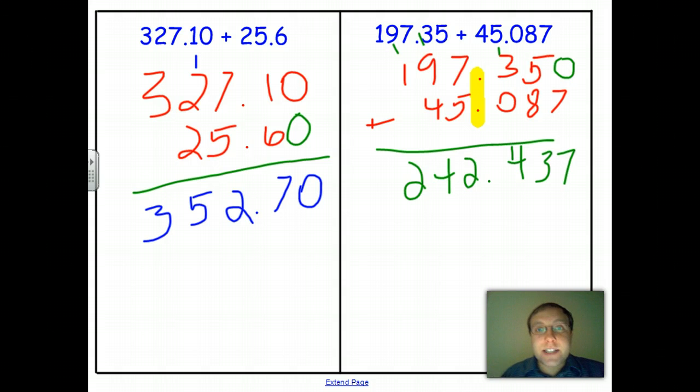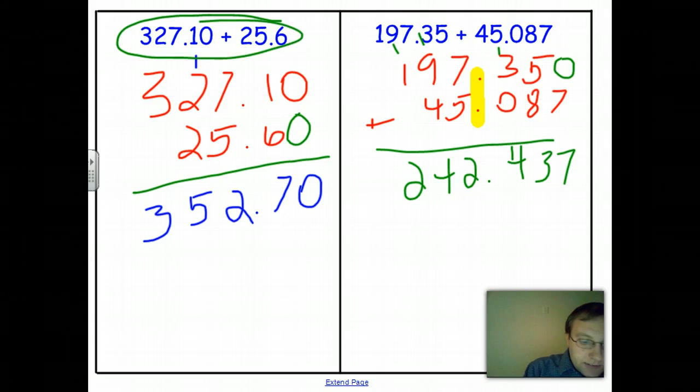The last thing I'll ask you to do is pause the video once again, and on the left-hand problem, 327 and 10/100ths plus 25 and 6/10ths, we want to change that now to a subtraction problem. Same numbers, just now talking subtraction instead. So go ahead and pause the video, work on that as a subtraction problem, come back, we'll look at the answer.